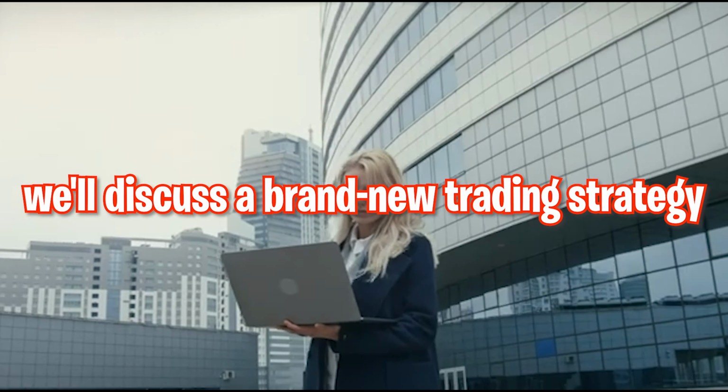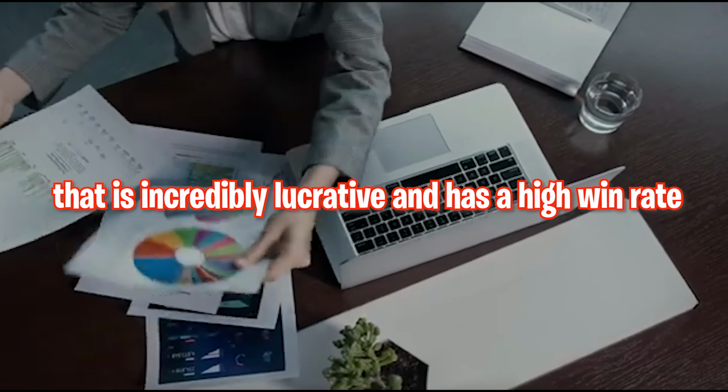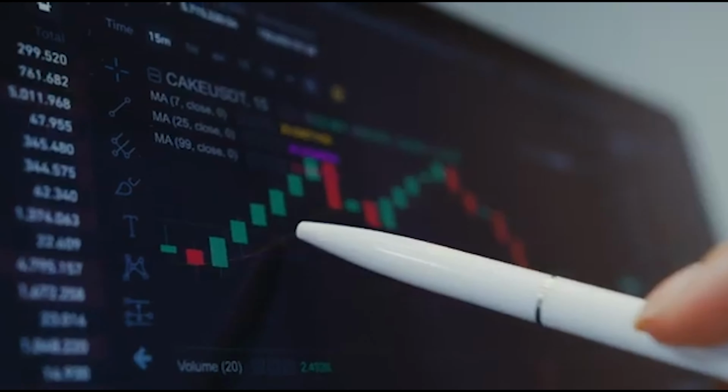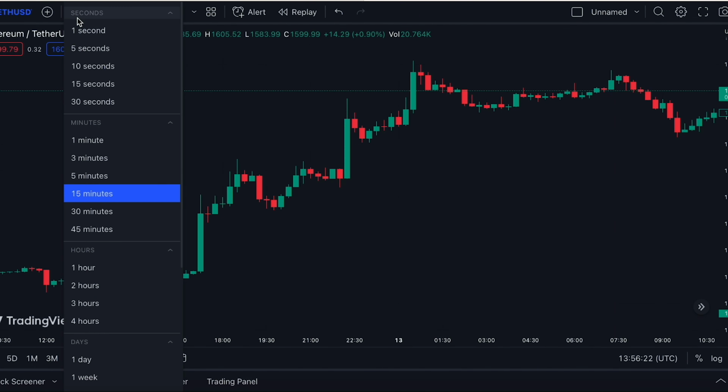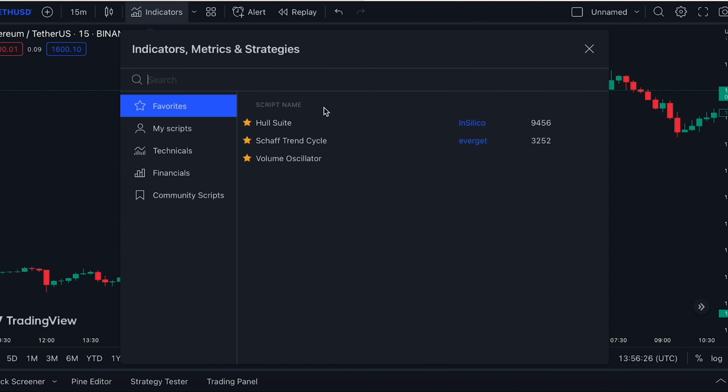Today, we'll discuss a brand new trading strategy that is incredibly lucrative and has a high win rate. Let's first adjust the chart's period to a 15-minute interval. Let's now update the chart with the indicators.